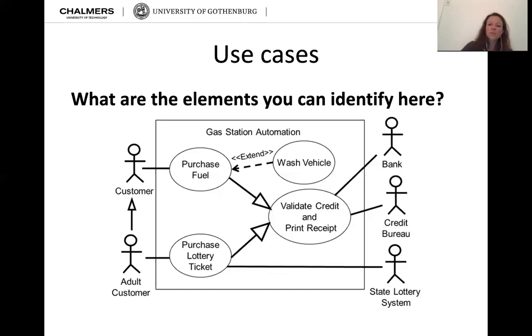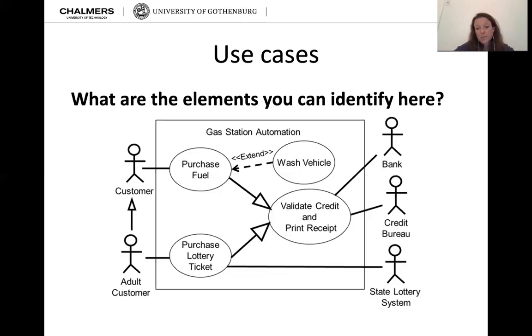Let's see further. What do we have on the right side? On the right side, we have a stick figure called bank, and then one credit bureau and one state lottery system. And you may ask, well, wait, those are not people. Why are they stick figures? Correct. An actor can be either a stakeholder, as in a person or a role, or it can be an external system. So for the complete external system bank, there is one representative actor because that bank has an interface with this one use case. It interacts with that use case.